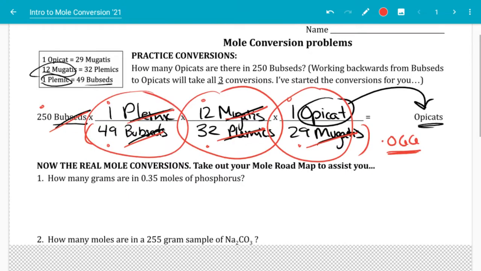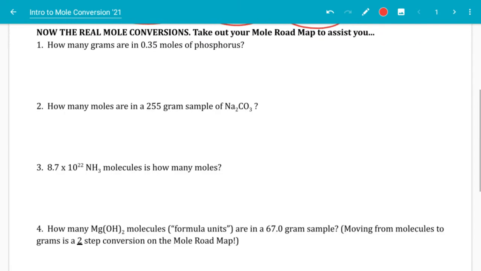Okay, let's try some real problems now, not some fake stuff. It says how many grams are there in 0.35 moles of phosphorus? So I always write down what they give me. Oops, sorry, I already started out wrong. 0.35 moles of phosphorus. MOL is the abbreviation for mole. I draw my conversion factor, and even though I don't know exactly what I'm doing, I'm going to put mole on the bottom because I want that unit to cancel out.